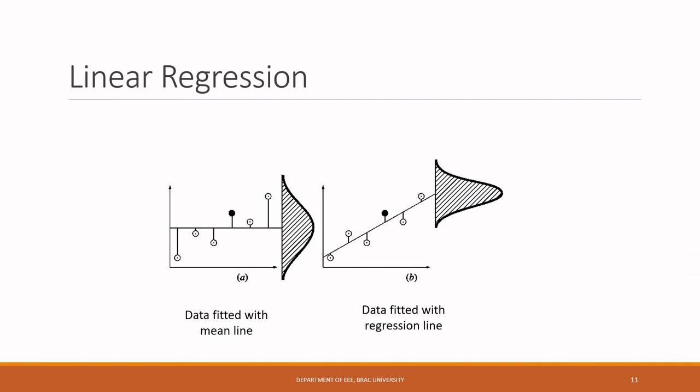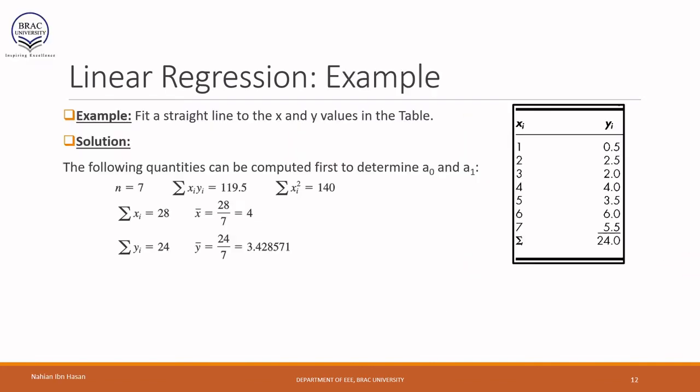Okay, so let's look at an example here. We are given some of the data points. So we are given, let's say, 7 data points, 1 2 3 4 5 6 7, and correspondingly we are given the y values or the function values at these points. So for 1 we get the function point 0.5, for 2 we get the function point 2.5, and so on.